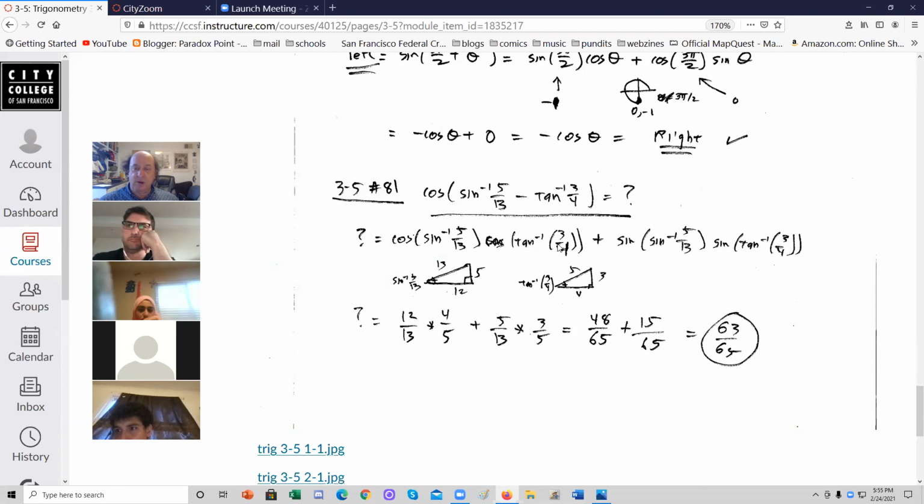Cosine of arctangent 3/4. Well, here's a triangle whose angle here is arctan 3/4, so 3 here and 4 here. And by Pythagoras, this turns out to be 5. So cosine of that is 4/5. So here we have 12/13 times 4/5, plus sine of arcsine cancels, 5/13. Sine of arctangent, well, here we go. If here's an arctangent of 3/4, sine is opposite over hypotenuse, 3/5. So 12/13 times 4/5 plus 5/13 times 3/5. After a bit of arithmetic, it's 63/65.